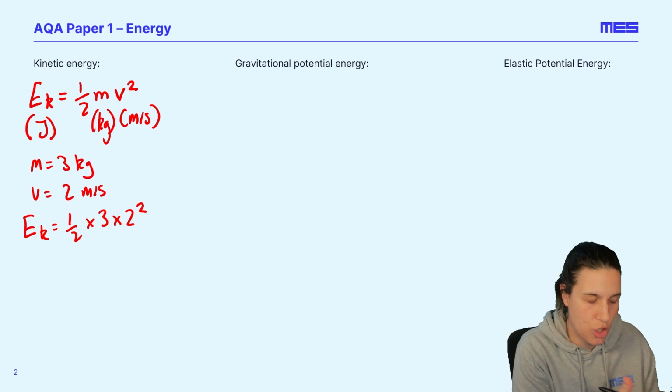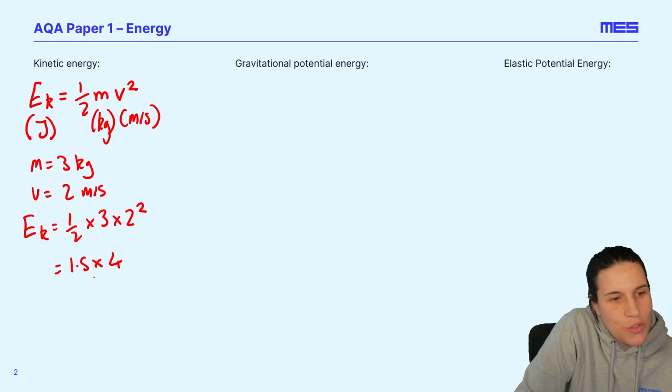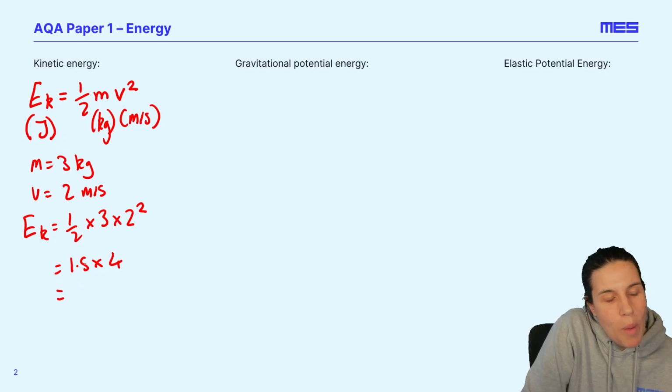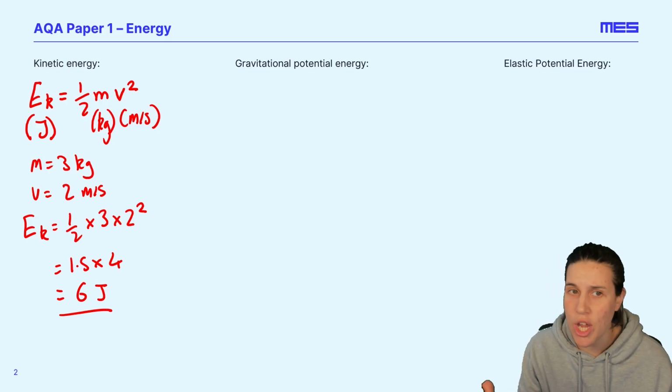I'm only squaring that 2. So this would be the same as saying a half times 3, which is 1.5, multiplied by 2 squared, which is 4. So 1.5 times 4 would be 6 joules. So that's how we use our kinetic energy equation.